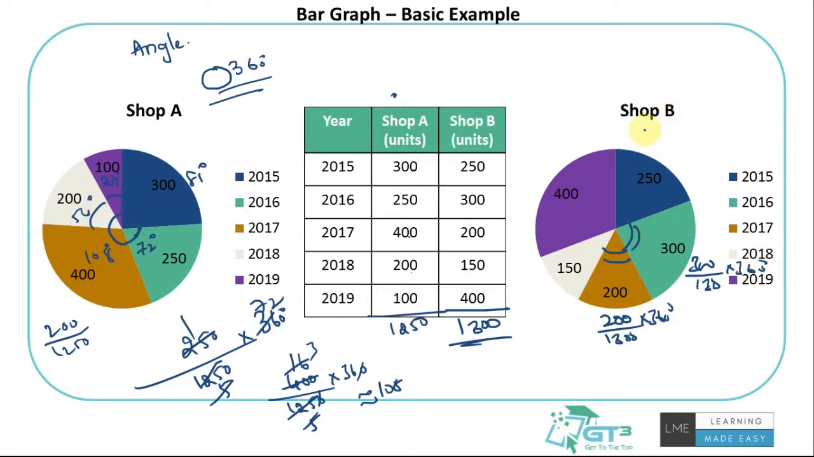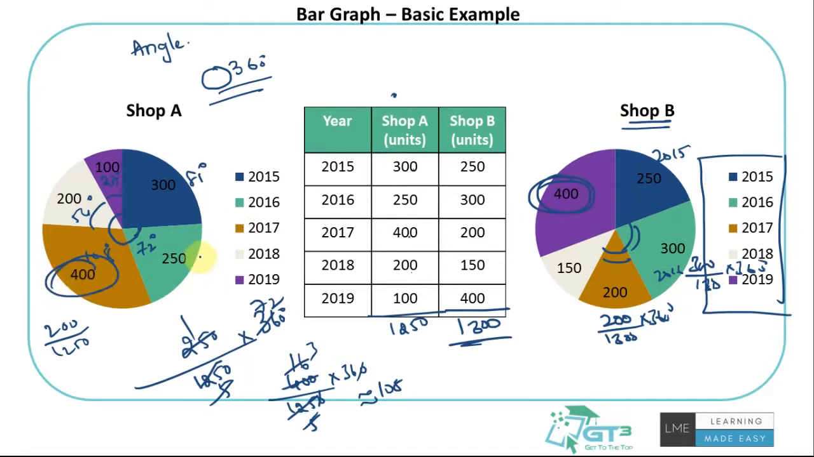Again, the logic: read the title, read these legends. This says the dark blue is for 2015, the green is 2016, and so on. I just need to be able to pick it. If I ask you for shop B in 2019, how many units did it sell? 400. For shop A in 2017, how many units did it sell? That's orange or brownish, so I'll pick this 400. That's how I read these pie charts.